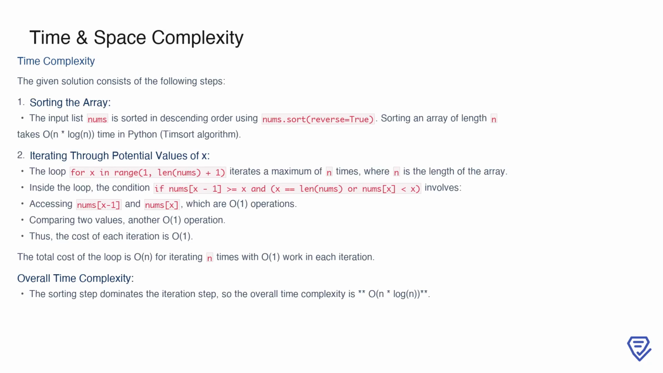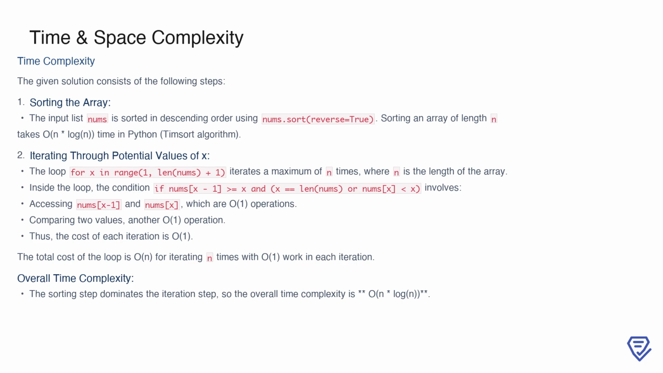To analyze the time complexity of our solution, we start with the sorting step. The input array, nums, is sorted in descending order using Python's timsort algorithm, which is efficient and operates with a time complexity of O(n log n), where n is the length of the array.